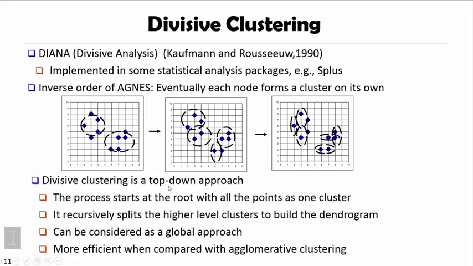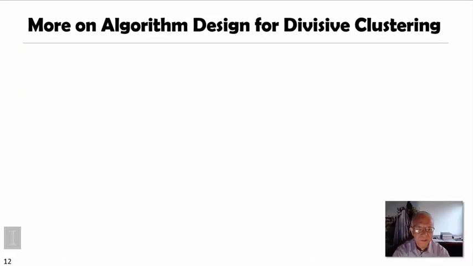Divisive clustering is a top-down approach because you start from all the points as one cluster, then you recursively split the high-level cluster to build the dendrogram. Okay. It can be considered as a global approach. It is more efficient when compared to agglomerative clustering because you don't have much choice. You just decide how to split, and you do it recursively.